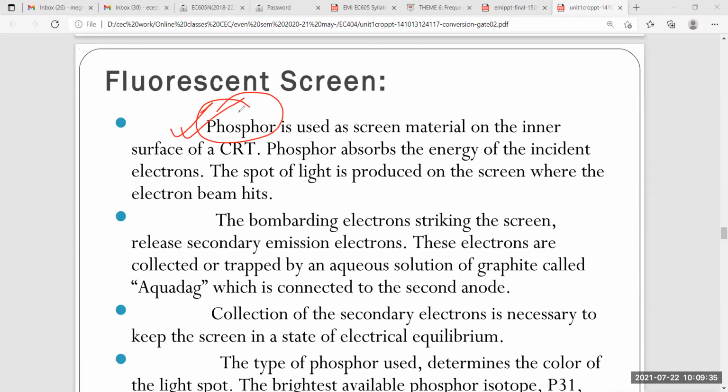Another important material is there: the electrons are collected and trapped by an aqueous solution of graphite, called aquadag, which is connected to the second anode. So this is also an important material.